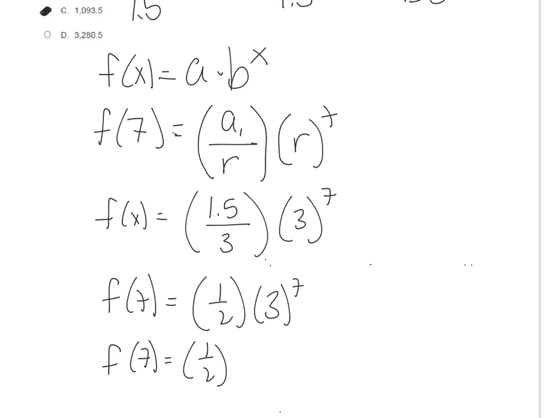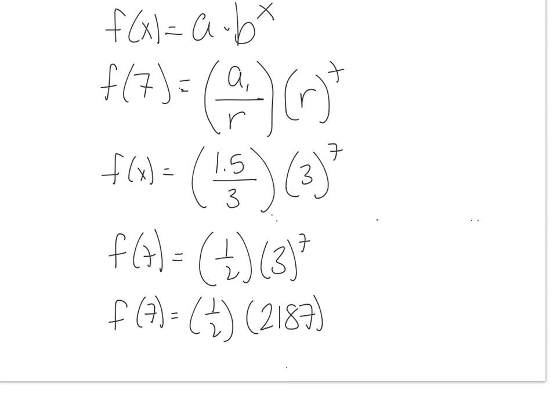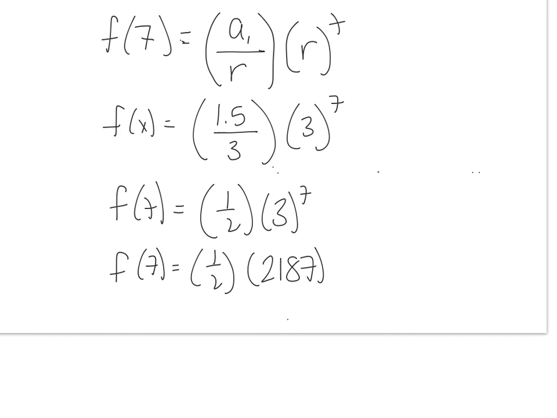So if I take 3 raised to the 7th power, I get 2,187. And then the last step is I would multiply that by 1/2. If I multiply that by 1/2, which is the same thing as dividing by 2, I get 1,093.5. So I get the same answer.